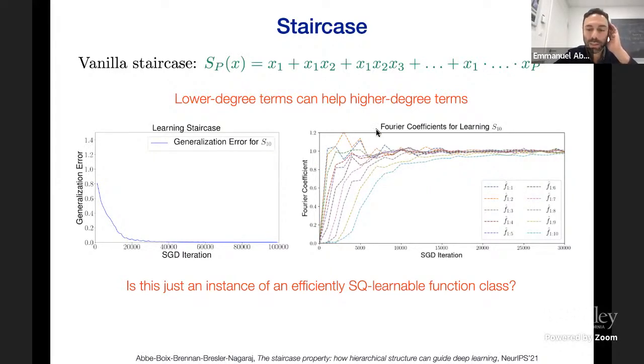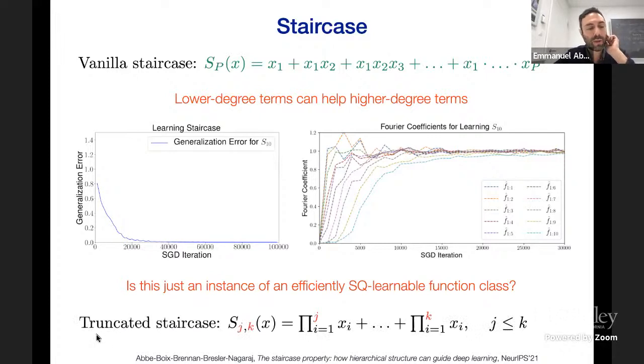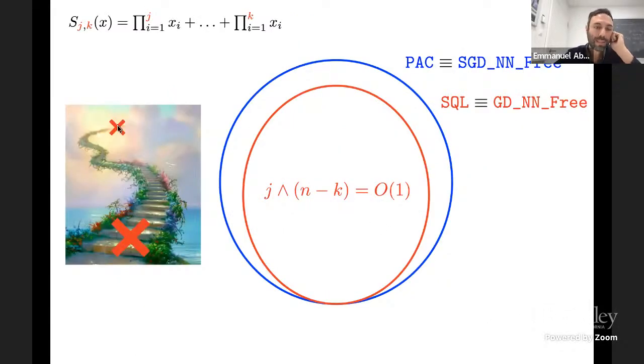And to see why this is not the case, consider the following truncated staircase, where you start with a monomial of degree j, as opposed to degree one, and you climb to a monomial of degree k. So they are nested, but you go from degree j to k. And what happens is that as long as you don't break the steps, either at the beginning or the end, so you can either climb it, or you can go down the staircase, then this will be SQ learnable.